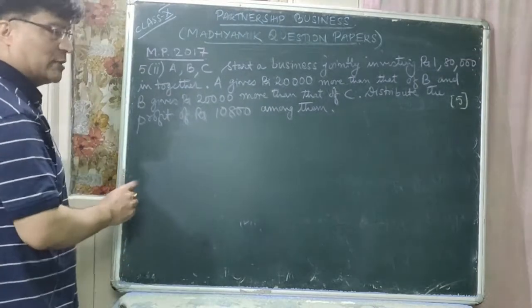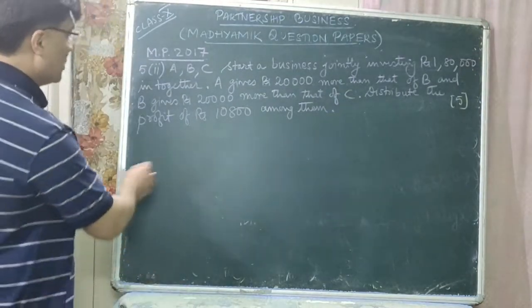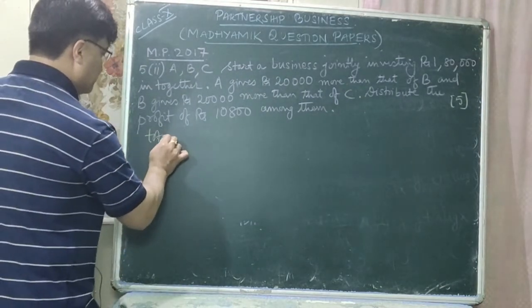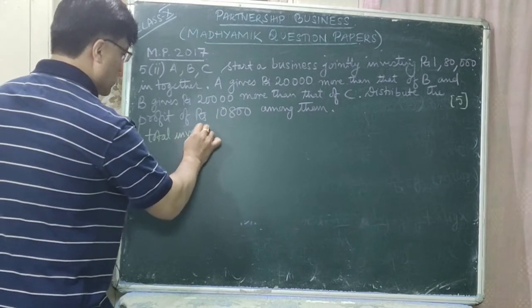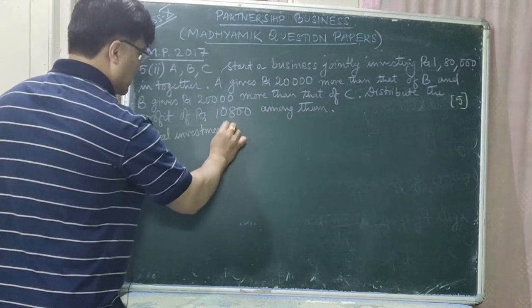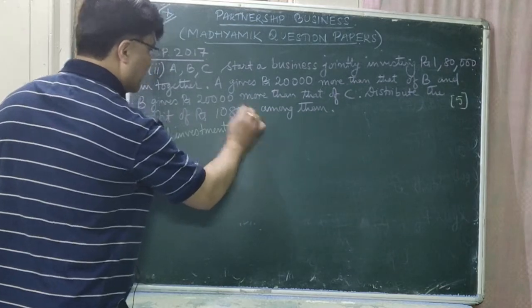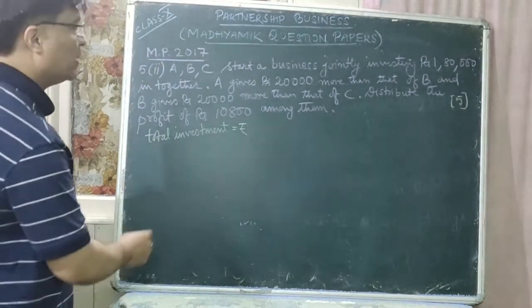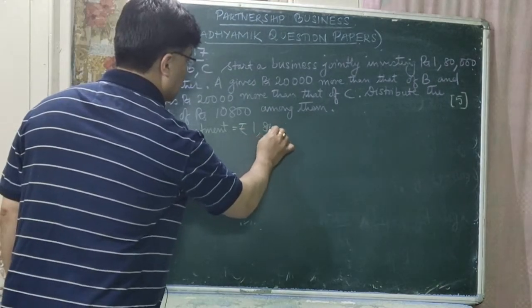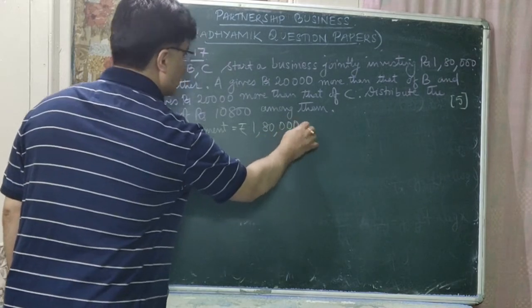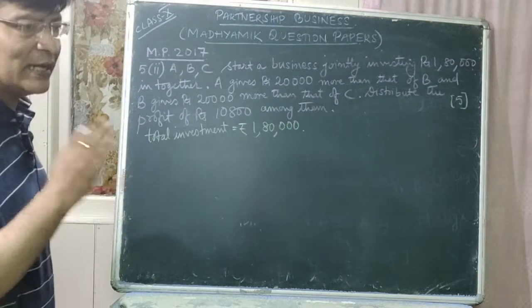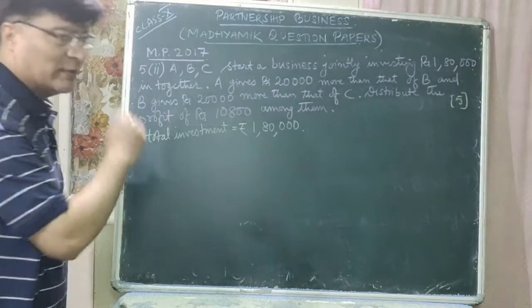So here is the total investment. Now let's do the solution. So here what is the total investment? So total investment is equal to rupees 1,80,000. Okay. Now how much A, B, C each pay is given in the other condition.